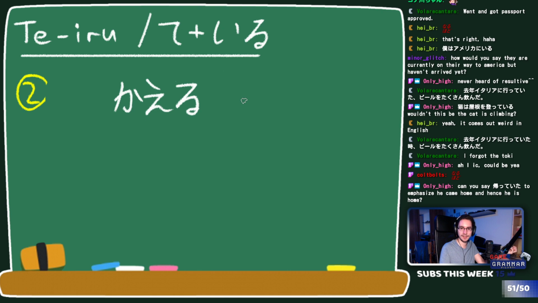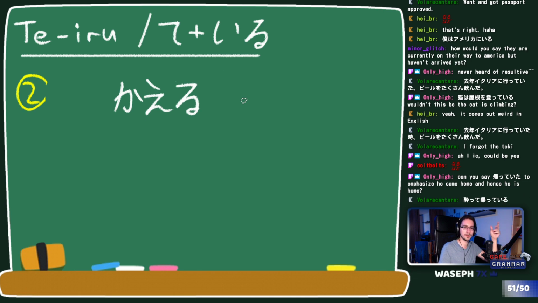You can say kaeteita, to emphasize he came home and hence he's, no, not really. Kaeteita could also be interpreted both ways. It could be that he was in an ongoing action in the past, or that he was home in the past. Depending on the context, if we just add words, it can be clearer. Mo kaeteita. He was already home. He had already returned home. Mo kaeteita, I would say, would be more interpreted as he was already home.